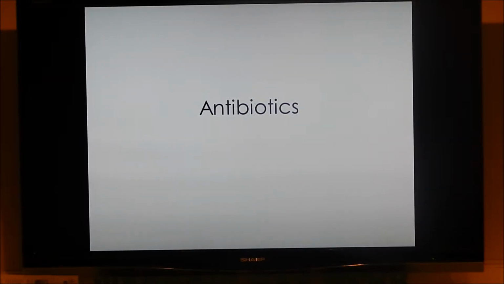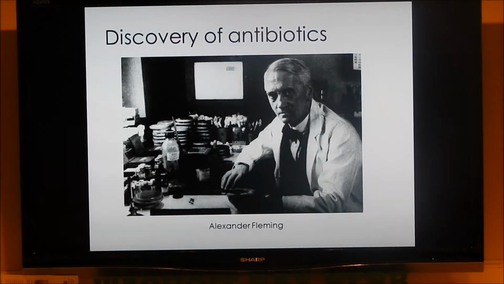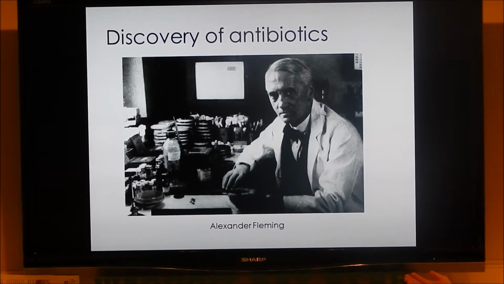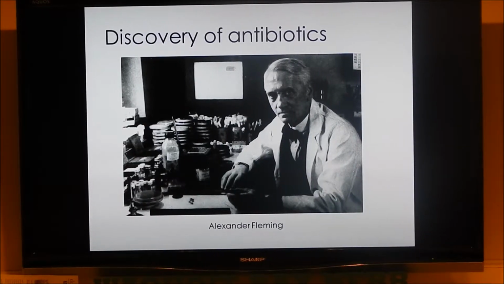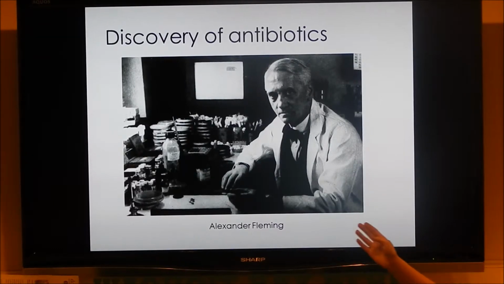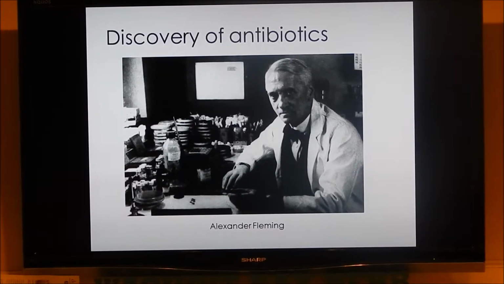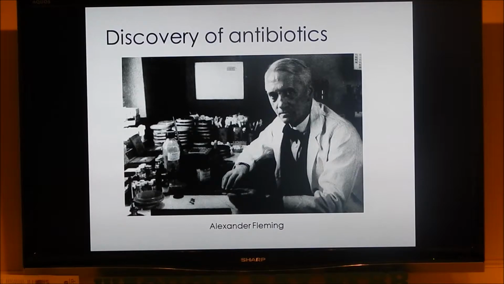Okay, so now we're going to talk a little bit about antibiotics. And to start off with, I want to talk about a quick discovery of antibiotics. So this is Alexander Fleming, and here he's seen on his bench with some petri dishes. And here I'll show you his discovery of penicillin.